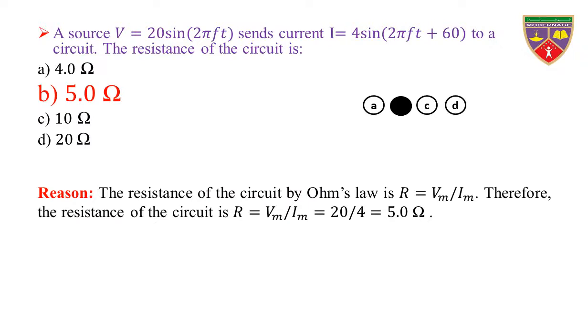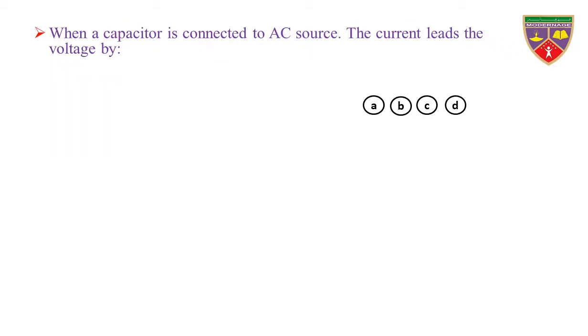Reason: the resistance of the circuit by Ohm's law is R is equal to Vm divided by Im. Therefore, the resistance of the circuit is R is equal to Vm divided by Im is equal to 20 divided by 4, which is equal to 5.0 ohms. Hence, the resistance of circuit is 5.0 ohms.